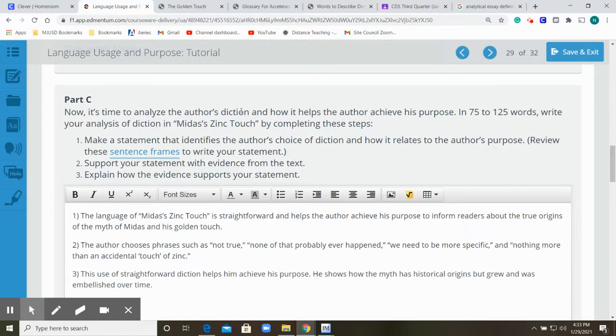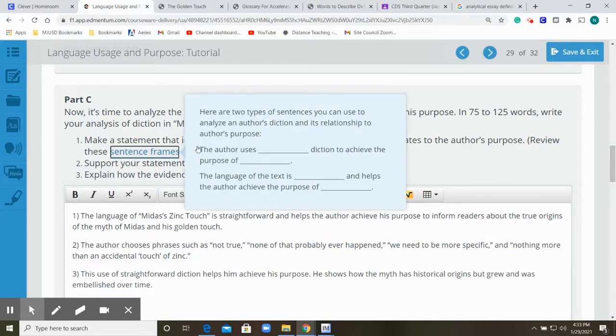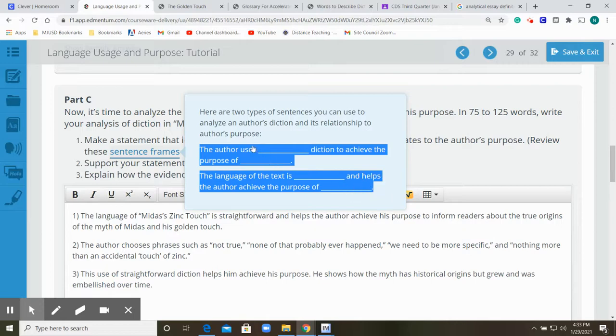Now it's time to analyze the author's diction and how it helps the author achieve his purpose. In 75 to 125 words, write your analysis of diction in Midas's Zinc Touch by completing these steps. Make a statement that identifies the author's choice of diction and how it relates to the author's purpose. Review these sentence frames to write your statement. Again, if you simply copy the frames and then fill in the blank appropriately, it will help you.